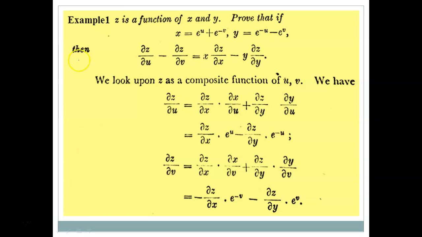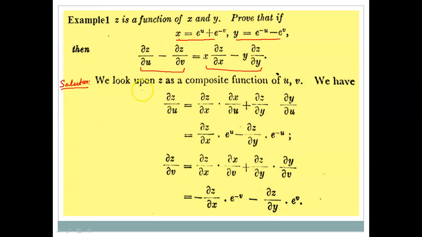Here you see this example 1. You are given z is a function of x and y. Then prove that if x is equal to this and y equal to this expression, then you have to prove that del z over del u minus del z over del v is equal to x into del z over del x minus y del z over del y. Means you have to prove this left hand side is equal to right hand side. So we start the solution here.